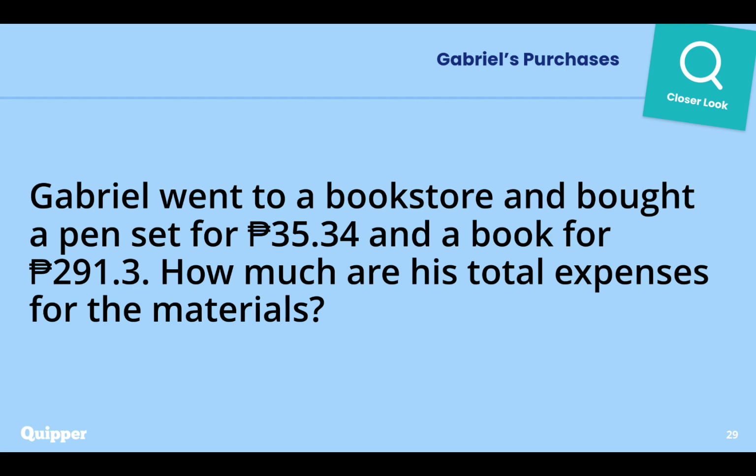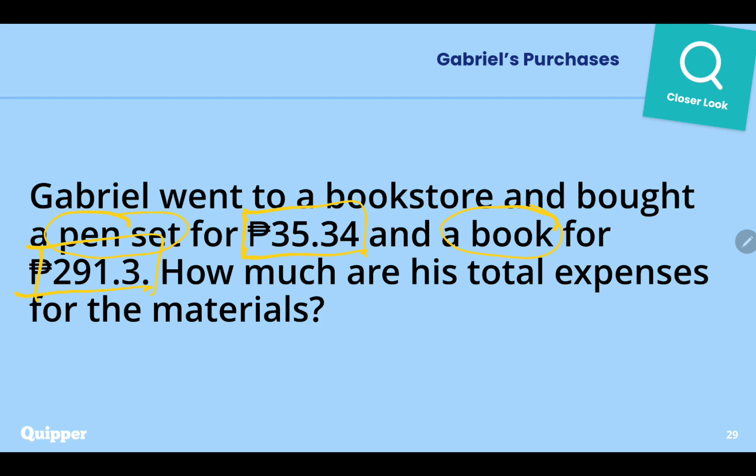So, Gabriel went to a bookstore and bought a pen set for 35.34 and a book for 291.3. How much are his total expenses for the materials? So, highlight muna natin yung mga given natin. 35.34, that is the price of a set of pen. And the price of a book is 291.3. Those are the given. Okay?